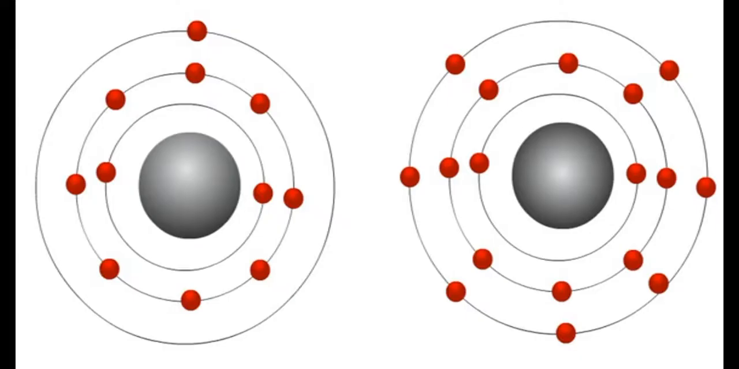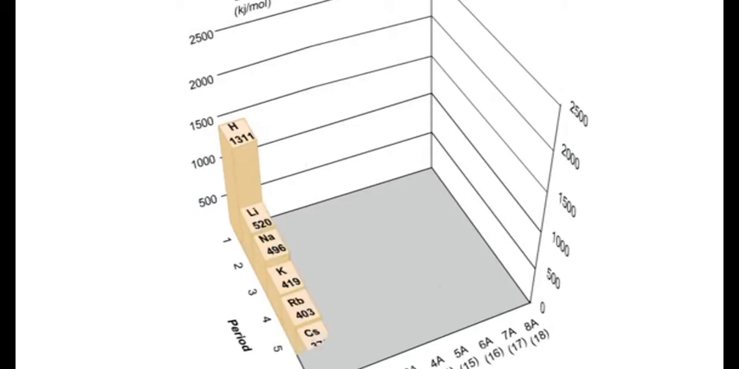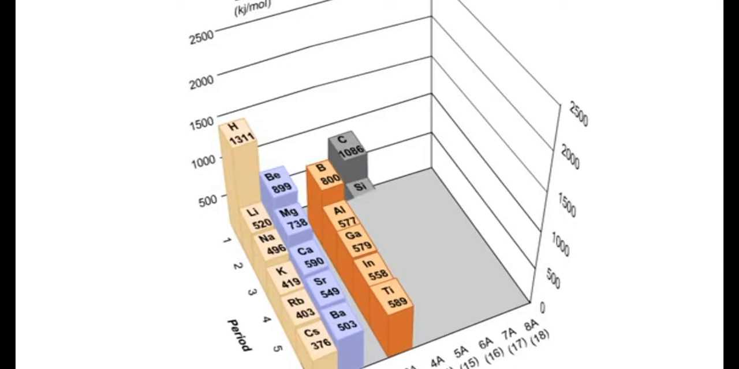Ionization energy in a periodic table. Ionization energy is defined as the energy required to remove an electron from the isolated gaseous atom in its ground state. In the present animation, it is shown how ionization energy varies on moving down a group in a periodic table.